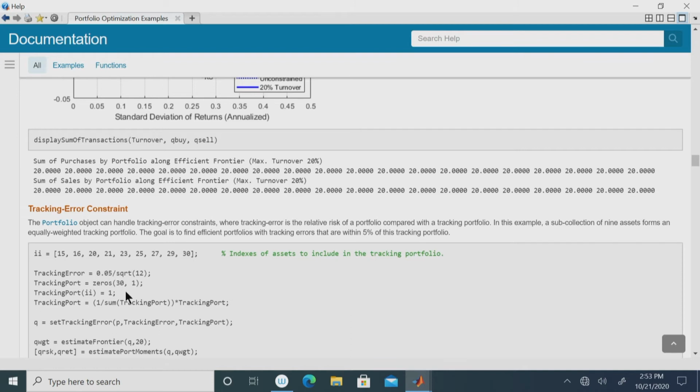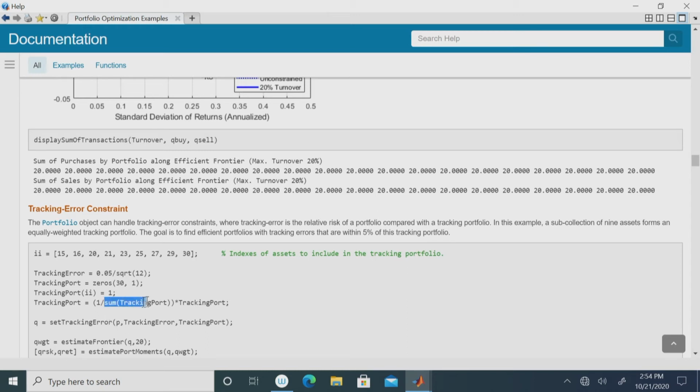divided by the square root of 12 for the monthly tracking, and the tracking portfolio here is set to be zeros(31). That means the tracking portfolio here is initially set to have weights all 0. And then you assign the weight of 1 to those components of the tracking portfolio which are there for inclusion. So, for the 30 entries in the tracking portfolio, only 9 have non-zero values, which are all set equal to 1, and obviously the sum of those weights is going to be equal to 9.